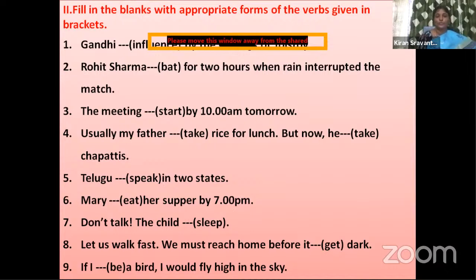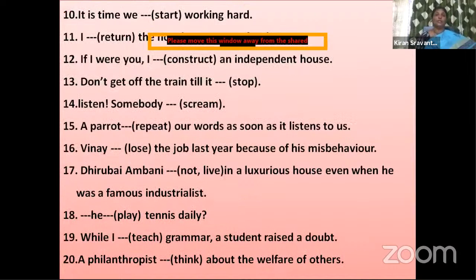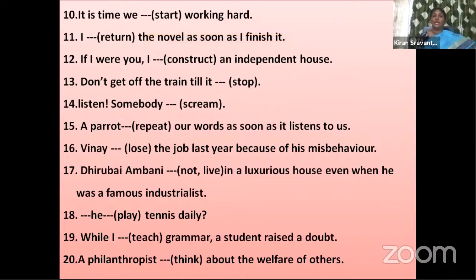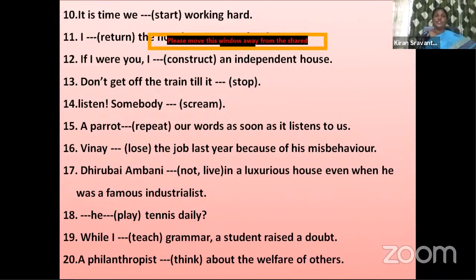Then this also belongs to if clause. Then coming to the 10th sentence, it's time. This expression should be followed by V2. It's time we started working hard. It's time they left. So it's time, it should be followed by V2. It's time we started working hard. Then the 11th one, I, return in bracket, return the novel as soon as I finish it. I shall return the novel as soon as I finish it.